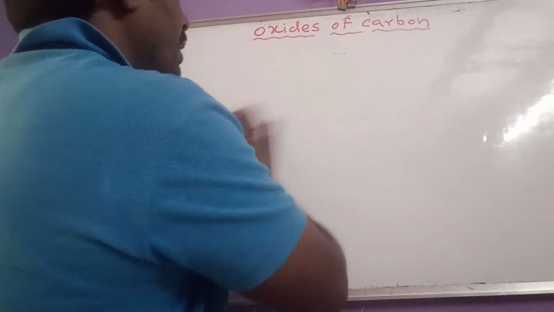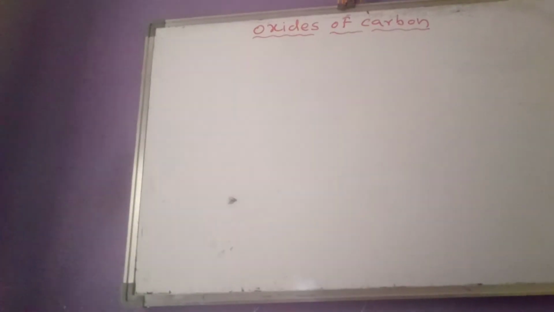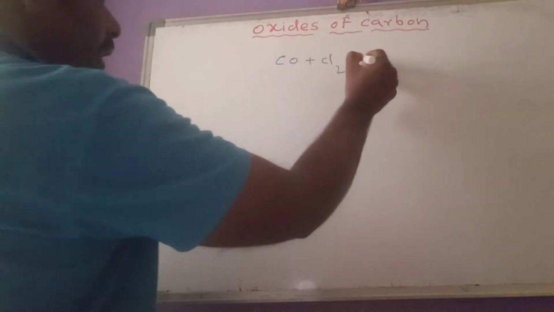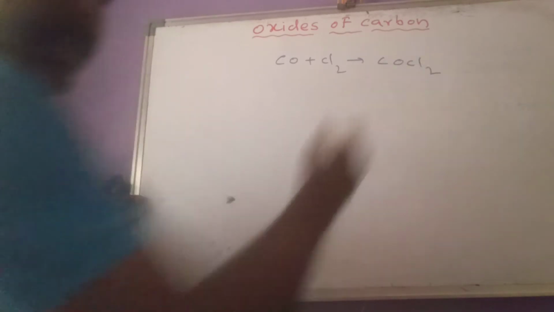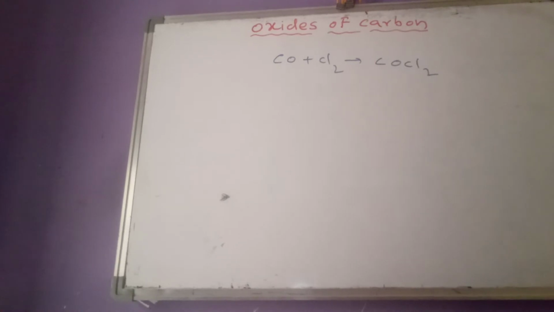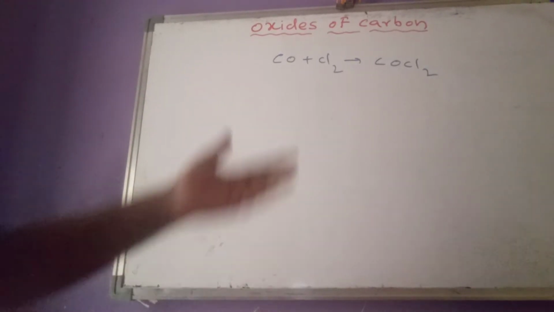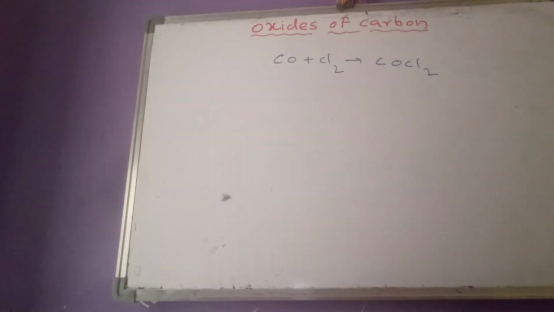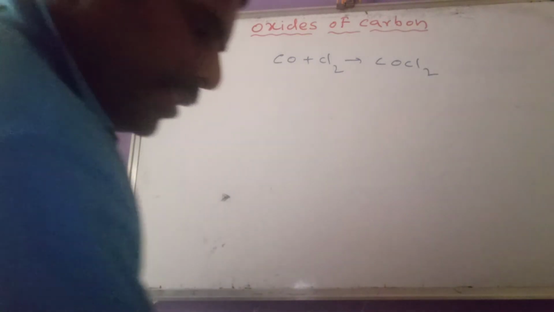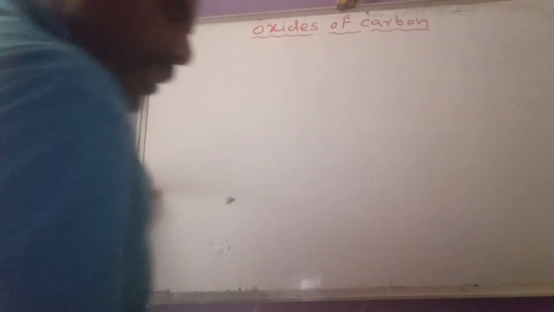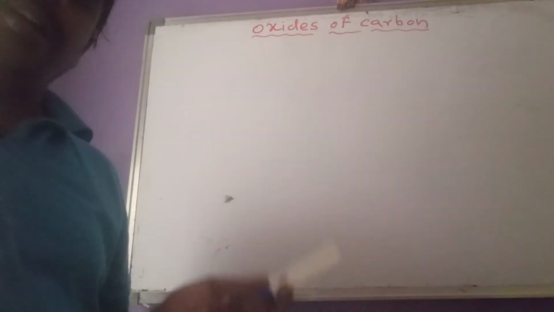Okay, then another property: carbon monoxide combines with chlorine and produces COCl2. It is known as carbonyl chloride, a poisonous gas. This is another property of carbon monoxide, that it produces COCl2 with chlorine. Okay, these are the properties of carbon monoxide.